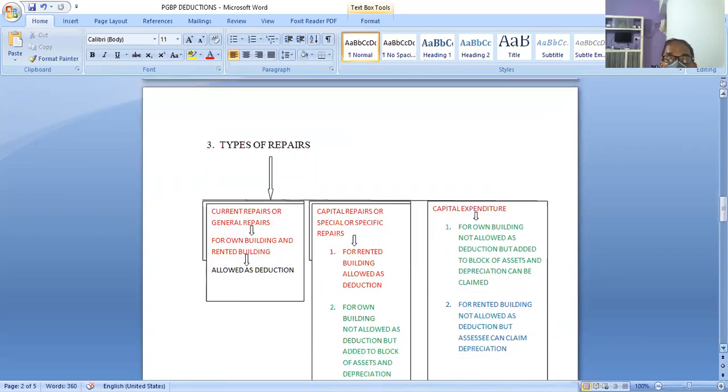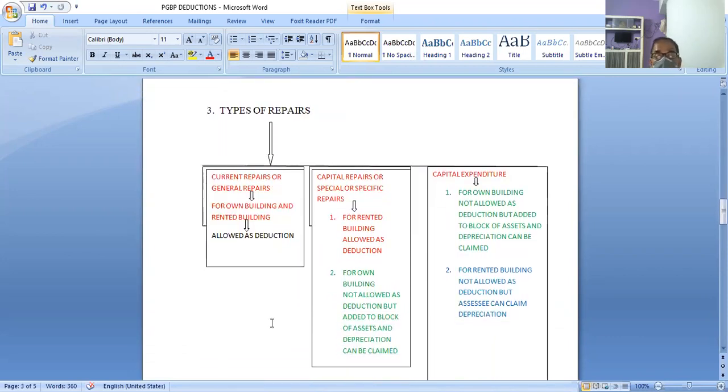Types of repairs. This is a huge topic. Different types of repairs are there. First type: current repairs or general repairs. These are small repairs you are undertaking for your building. Suppose you are undertaking current repairs or general repairs for your own building or a rented building, straight away you can allow it as deduction from the income. You can treat it as business expenditure and claim deduction for both own building and rented building.